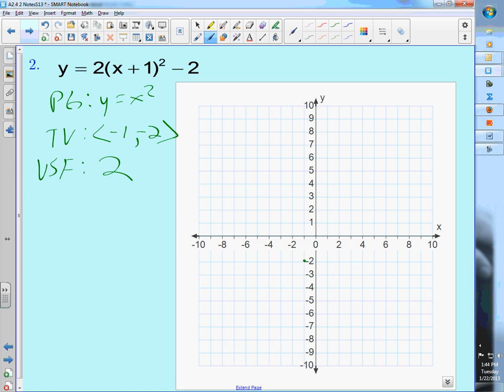So, translation vector, -1, -2, and then right 1 up 2, left 1 up 2. Right 2 up 8. And left 2 up 8. So this is going to be twice as tall.